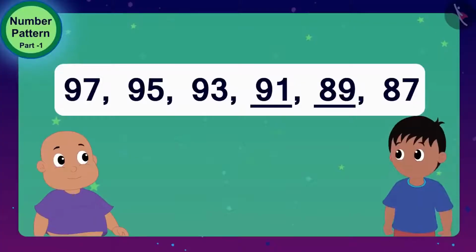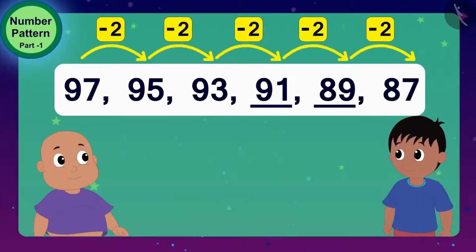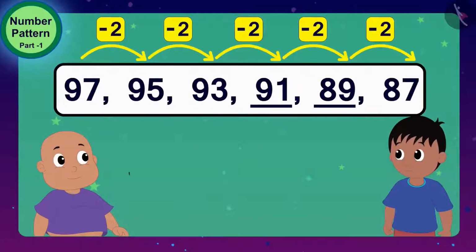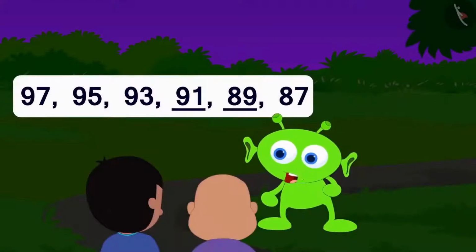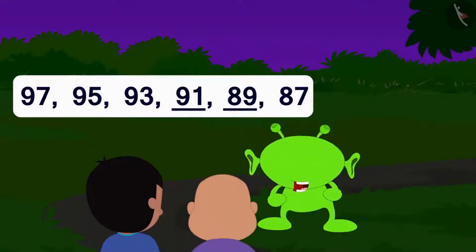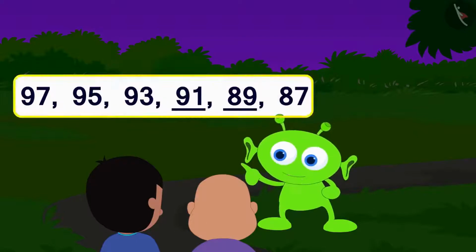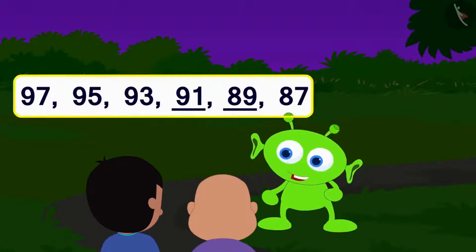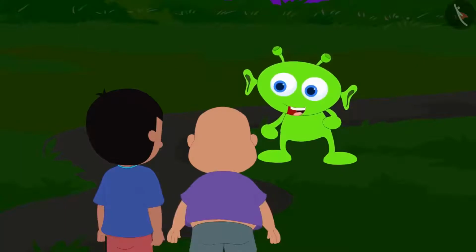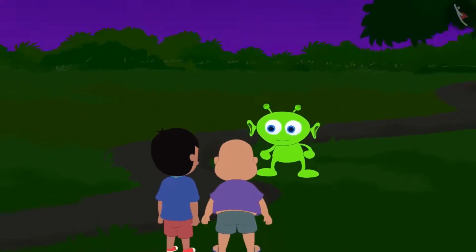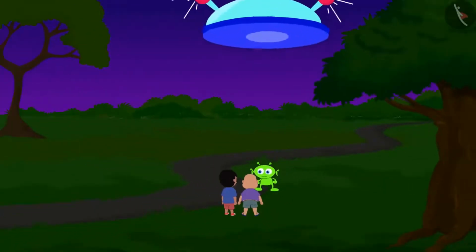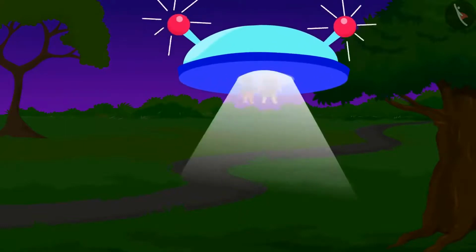Raju and Bablu, like you, completed this number pattern by using the subtraction process. Amazing! You both have found the solution to this puzzle perfectly. Let me take you on a spacewalk with me in my flying saucer. Raju, Bablu and the alien set out to travel space in the flying saucer.